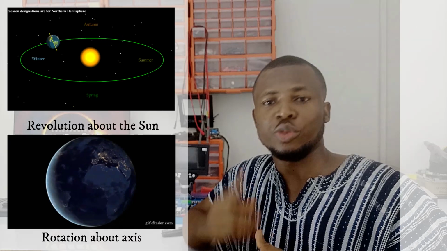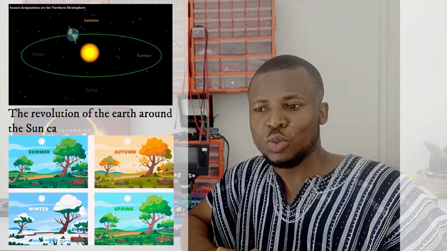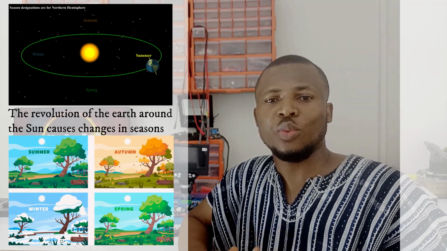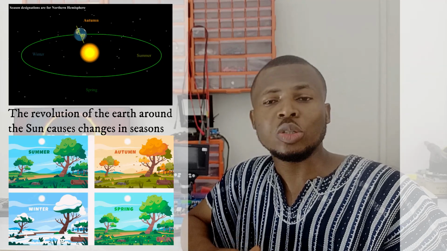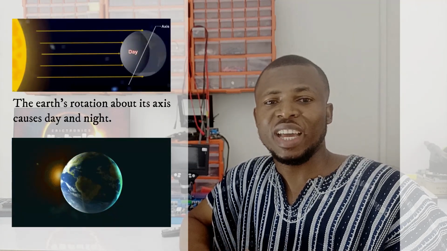Well, let's find out. So the earth performs two types of motion. The first is it revolves around the sun, and the second is it rotates about its axis. The revolution of the earth around the sun is what causes seasonal changes. So autumn, summer, winter, all these things are caused by the revolution of the earth, and the rotation of the earth is responsible for day and night.